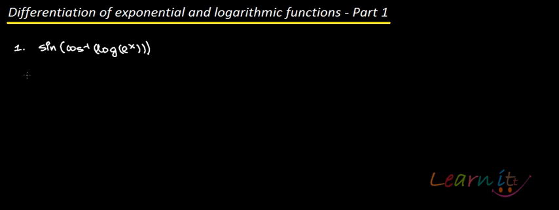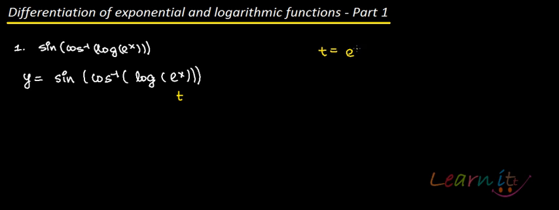Let us differentiate this. y equals cos of inverse log of e^x. y equals sine of cos of inverse log of e to the power x. Okay, so you will assume e to the power x as t, say t equals e to the power x. Then this will become log of t.